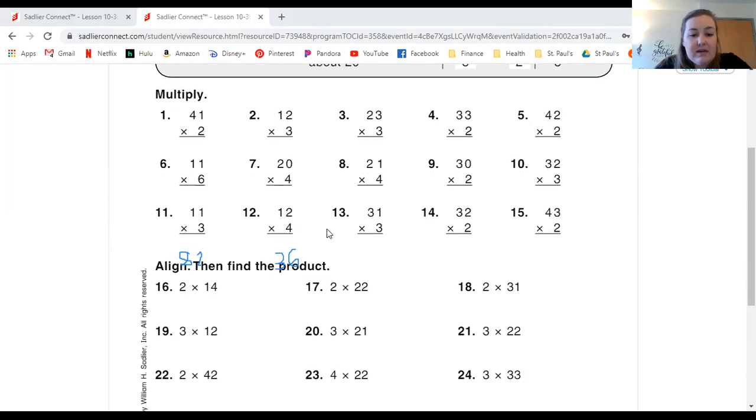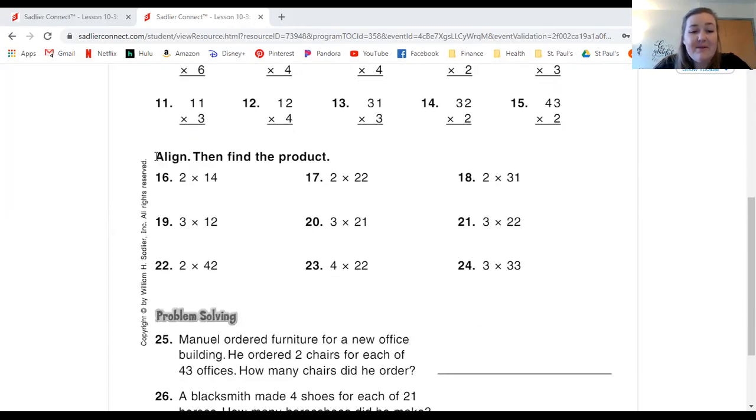Okay, let's go down here. Now here, it actually wants you to align. What they mean by align is they want you to write it out this way. So instead of doing it 2 by 14, they want you to do 14 times 2, and write that there. Then I'm going to add a little line underneath. They want you to write it out that way and then solve it. So I'm going to go 4 times 2 is 8. Oops, sorry, 8. And then 1 times 2 is 2. So that gives my answer of 28.